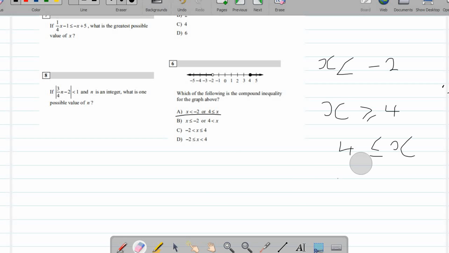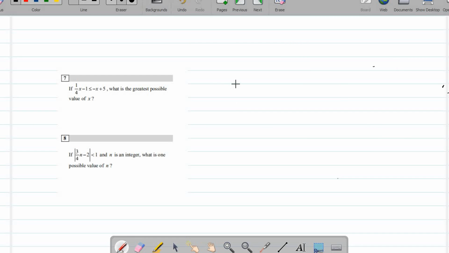Let's look at number 7. So here we have, if 1 over 4 x minus 1 is less than or equal to minus x plus 5, what is the greatest possible value of x? We solve this by multiplying everything by 4. So we have x minus 4 is less than or equal to minus 4x plus 20.